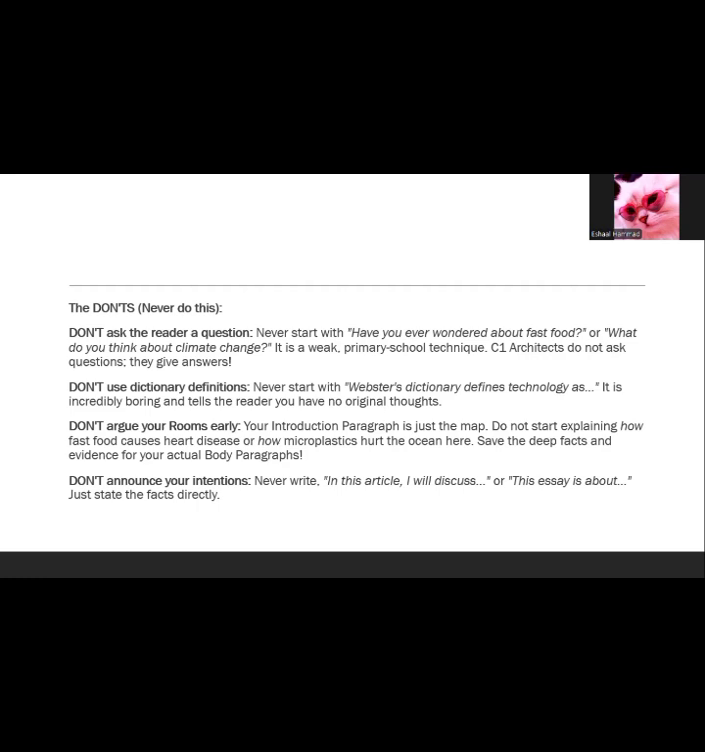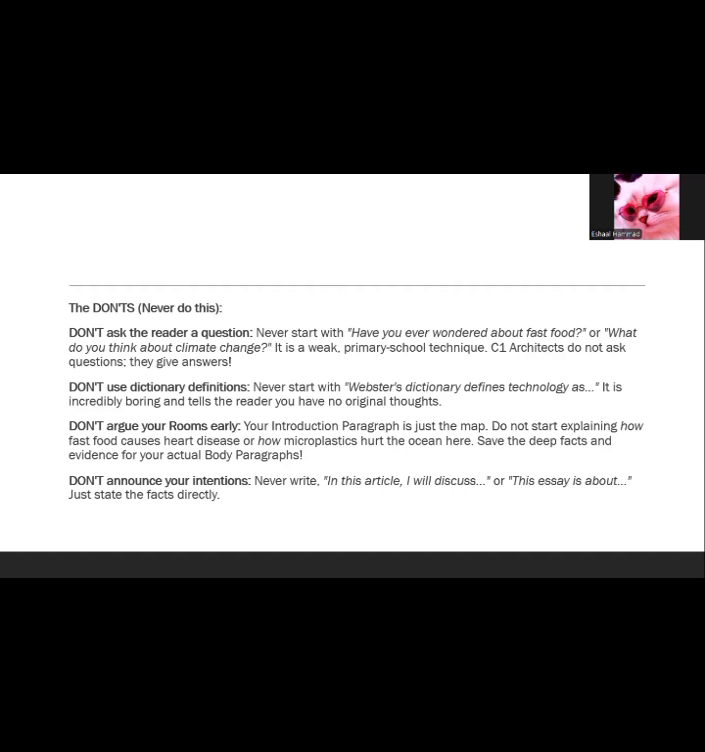Never start with "Webster's dictionary defines technology as," or some other dictionary, or some internet material, or some book statement. Do not use it there. It is incredibly boring and tells the reader that you have no original thoughts. It means you are going to write this article in a robotic manner, and the reader is not there to read something written like a robot.